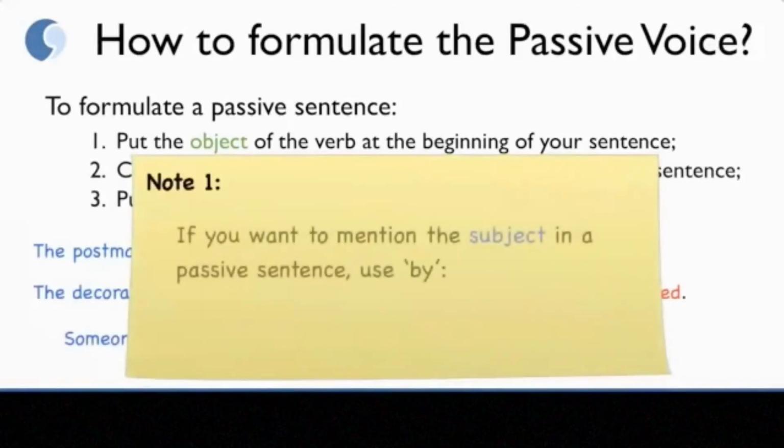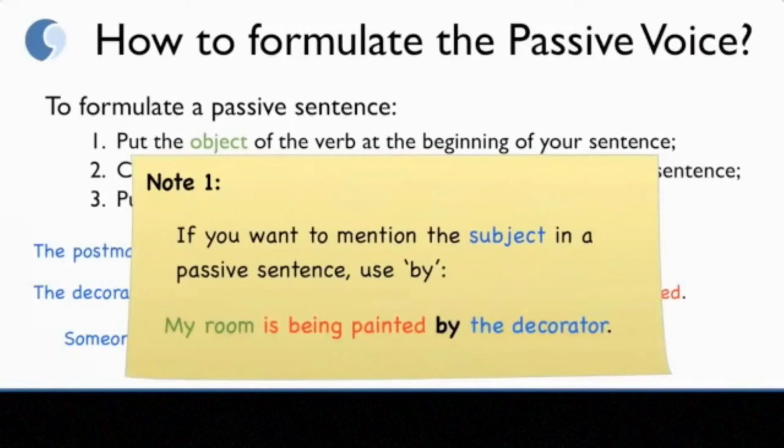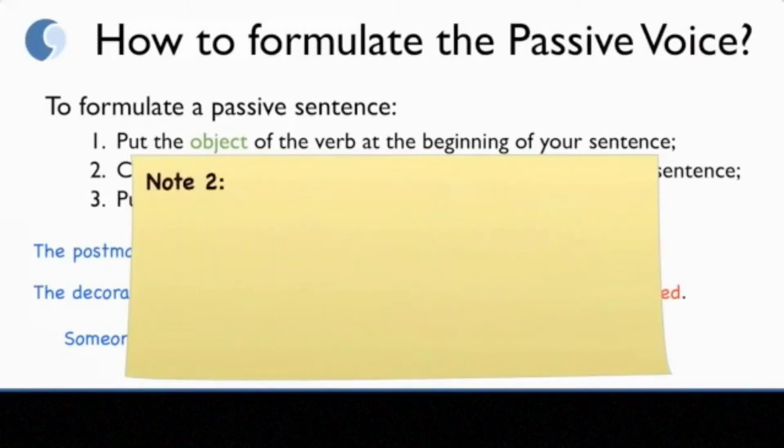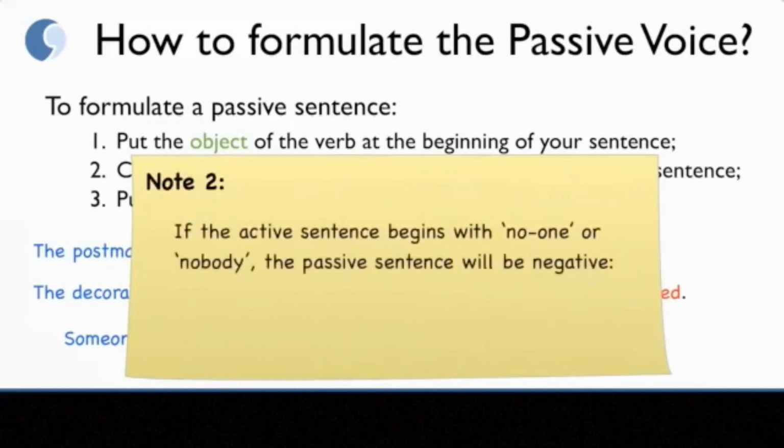So note one: if you want to mention the subject in a passive sentence, use by. My room is being painted by the decorator. Note two: if the active sentence begins with no one or nobody, the passive sentence will be negative. For example, no one turned on the light. The light was not turned on.